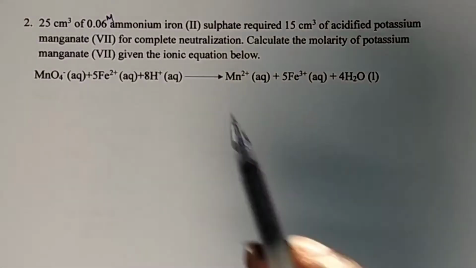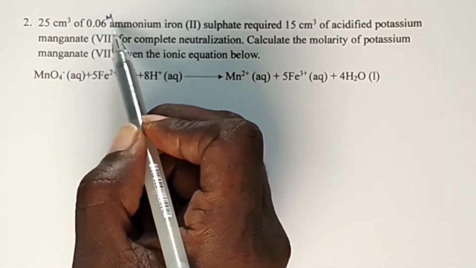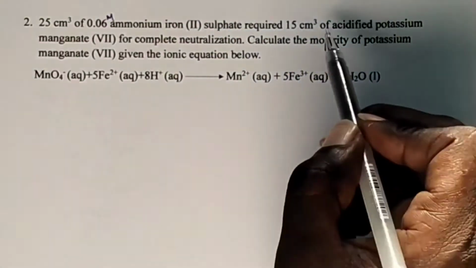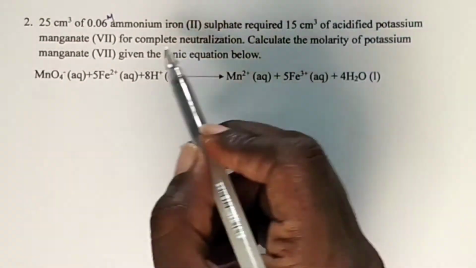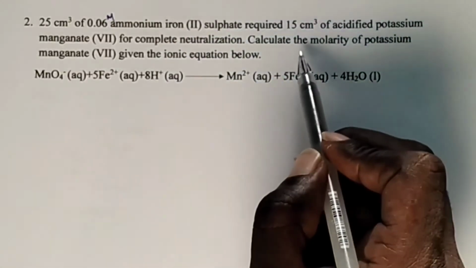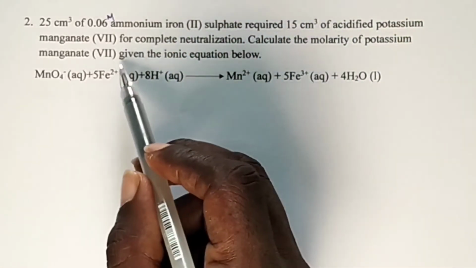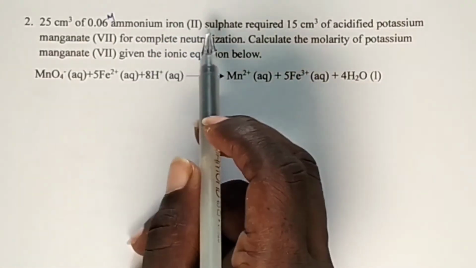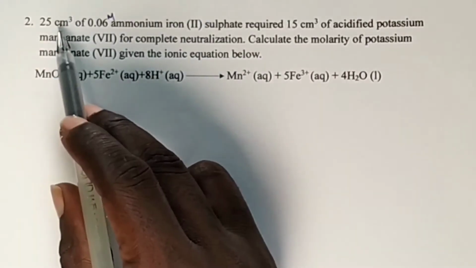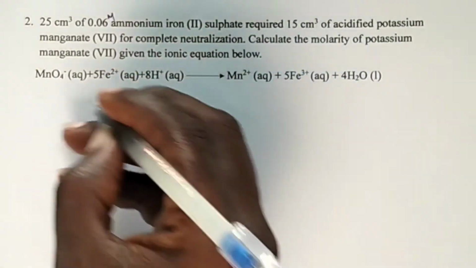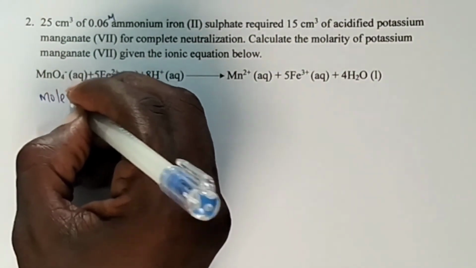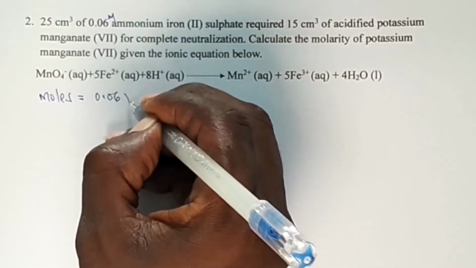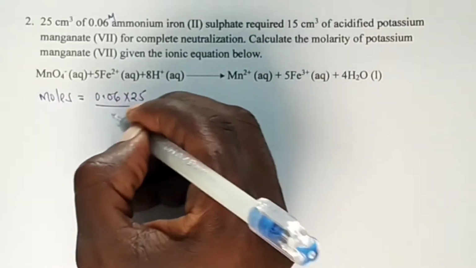We are told 25 centimeter cube of 0.06 molar ammonium iron 2 sulfate, which is a double salt, required 15 centimeter cube of acidified potassium manganese 7 for complete neutralization. So we're asked to calculate the molarity of potassium manganese 7 given the ionic equation below. So here we have ammonium iron 2 sulfate. It is molarity and volume. So we can look for the number of moles. So I can start with moles. Moles is given by molarity, which is in our case 0.06, multiplied by volume, which is 25, divided by 1000.